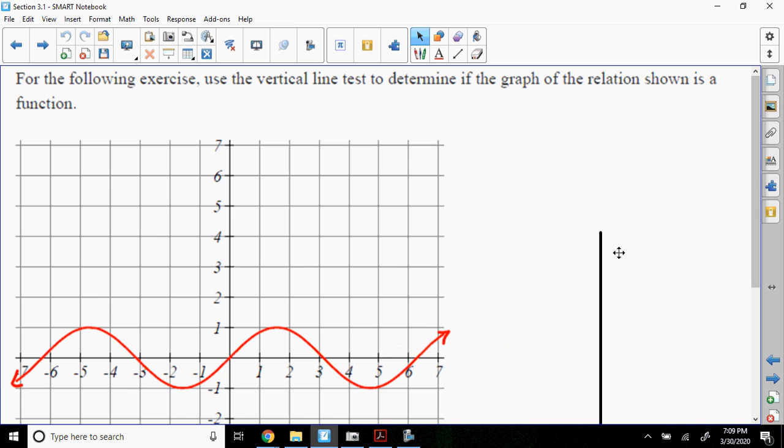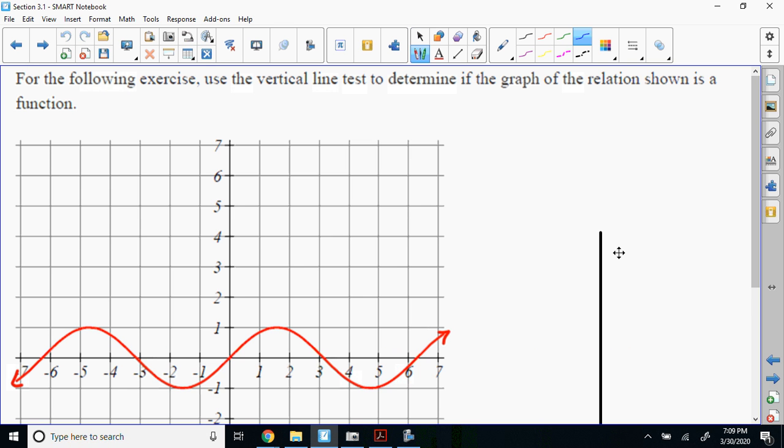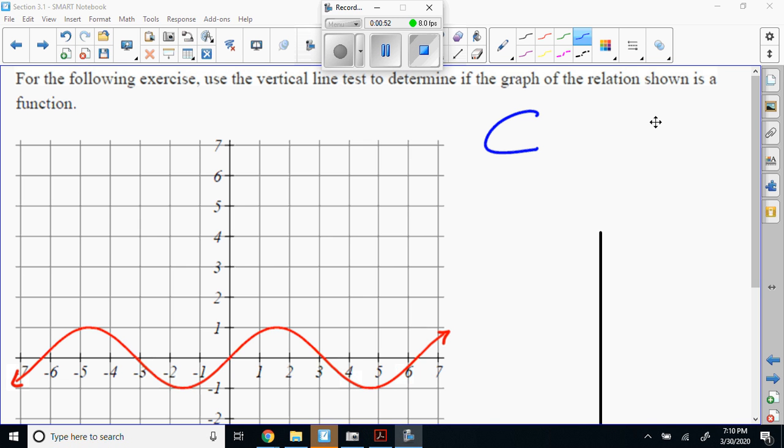So if it looks like this, okay, if it looks like that, or like that, it's not going to be a function from a graph. If it looks like a C or a backward C or a circle, it's not going to be a function because the x's repeat. Here's an x value right there, and there's the same x value right there. It's just got a different y, right?